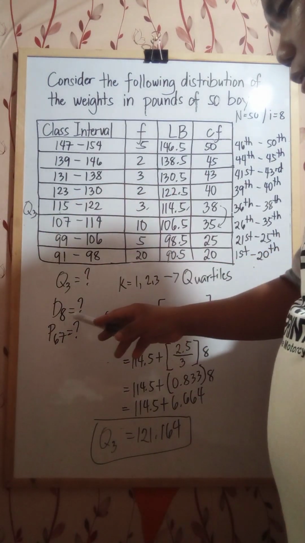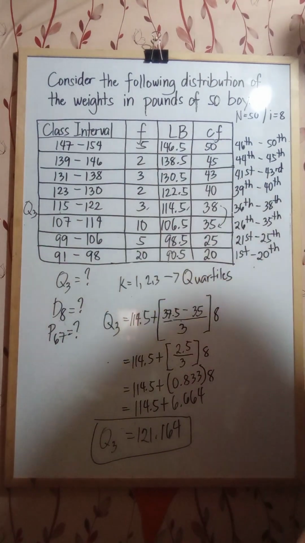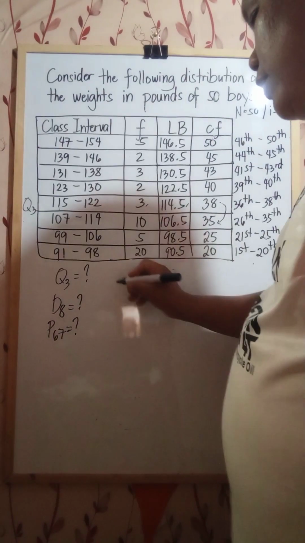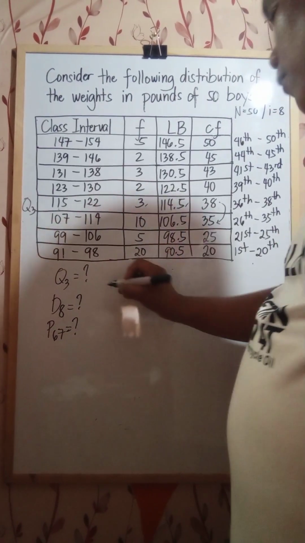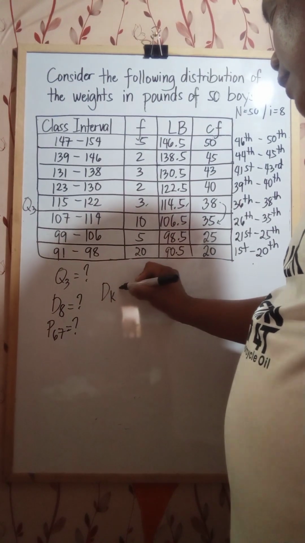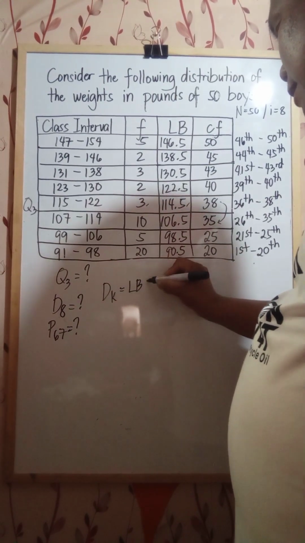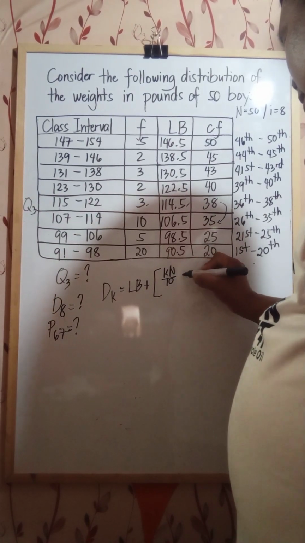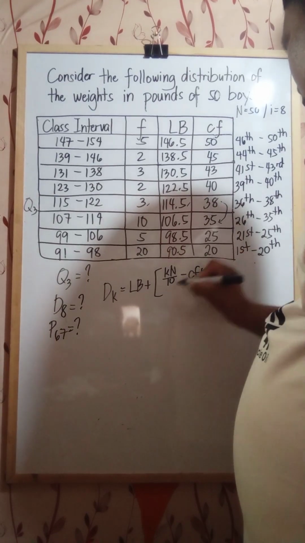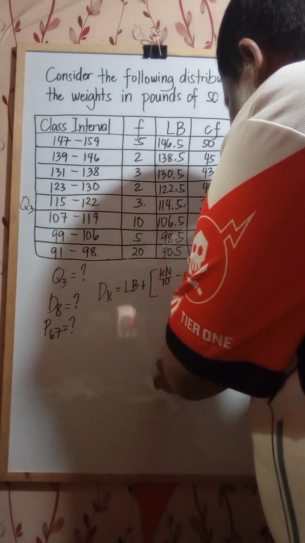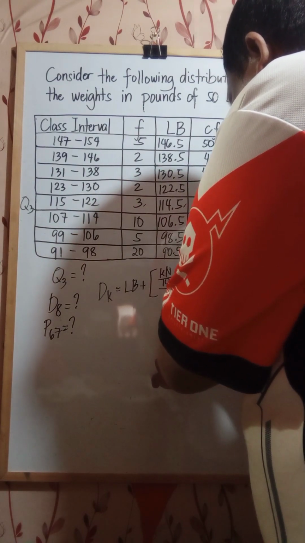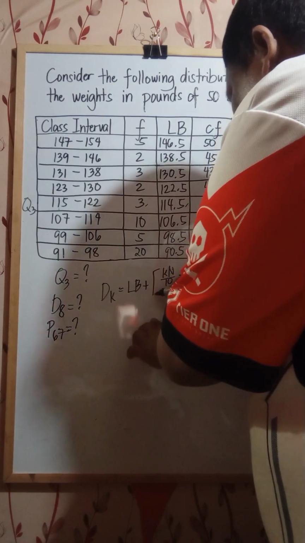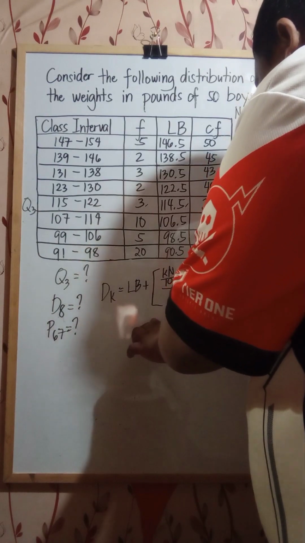So, here is the D sub 8, or the 8th decile. Before we get the D sub 8, let me introduce the formula. In order to get the deciles, it is formed by D sub K equals LB plus open bracket Kn over 10 minus Cf sub B, all over the frequency of the D sub K, or F sub D sub K. Close bracket, times the i.